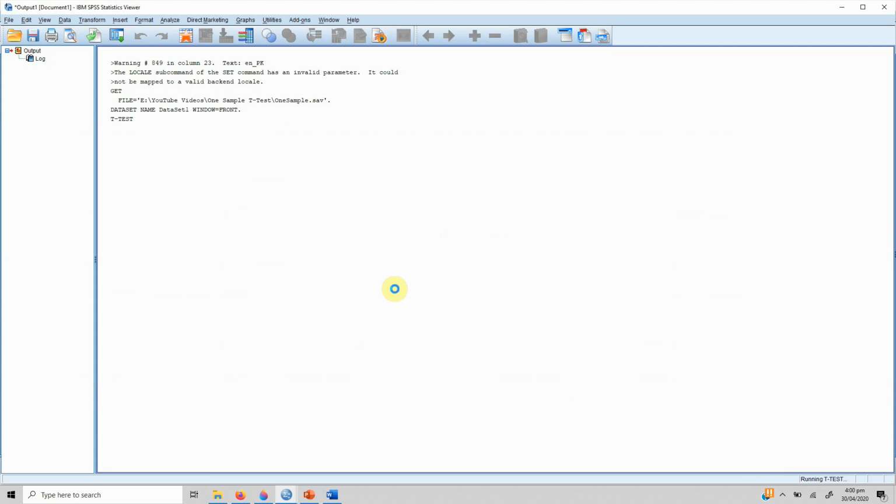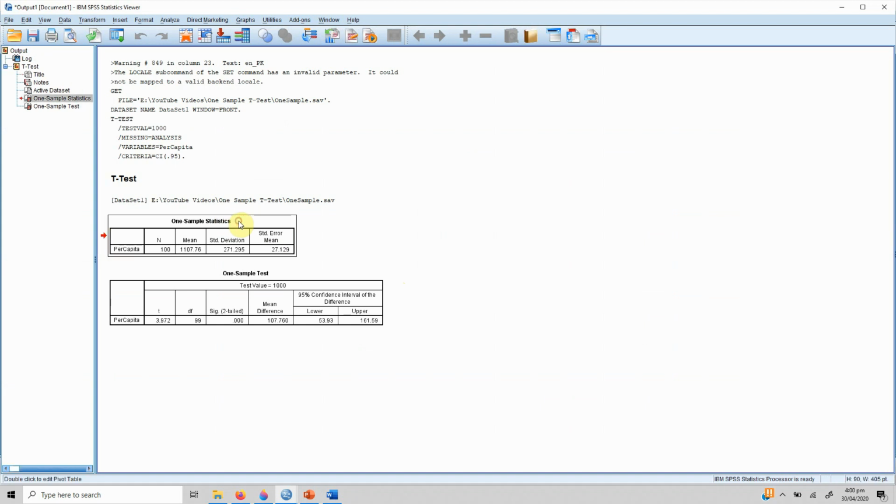What you get is two tables. One is one sample statistics: N is 100, the mean is 1107, the standard deviation is 271. What we are interested in is whether this significantly differs from the population mean or not. If you look in here, the significance two-tailed is less than 0.05. This means yes, there is a significant difference between the mean of the sample and the mean of the population. So the sample is not adequately representing the population.